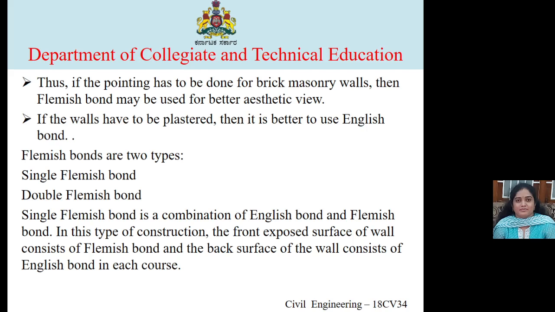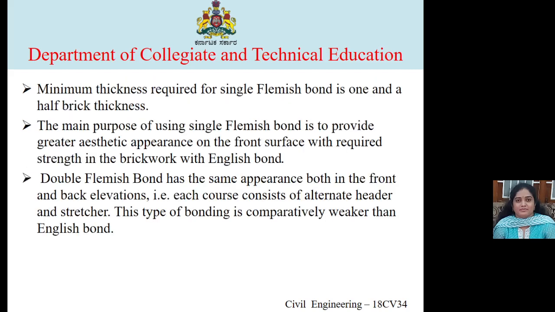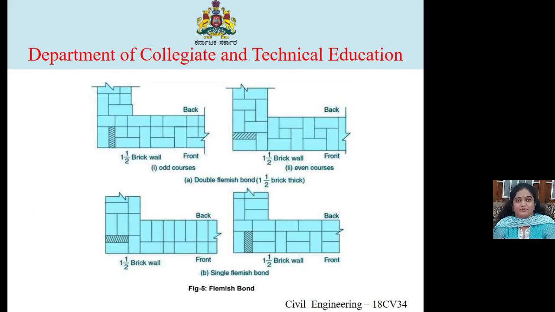Single Flemish bond is a combination of English bond and Flemish bond. In this type of construction, the front exposed surface of the wall consists of Flemish bond and the back surface of the wall consists of English bond in each course. In a single Flemish bond, you can see here, front is one, back is another one. Like this.